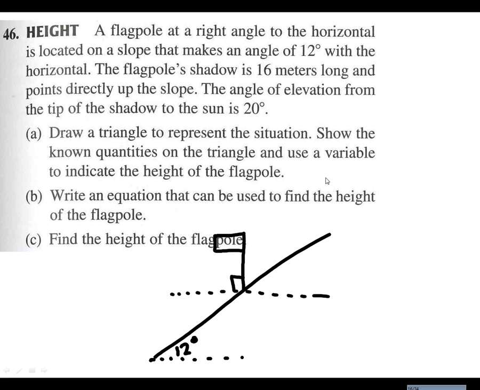Alright, the flagpole's shadow is 16 meters long and points directly up the slope. That means we've got a shadow coming in here. From here to here is 16. And lastly, the angle of elevation from the tip of the shadow to the sun, which we'll have our sun up here, the angle of elevation would be this angle in here, which is 20 degrees.